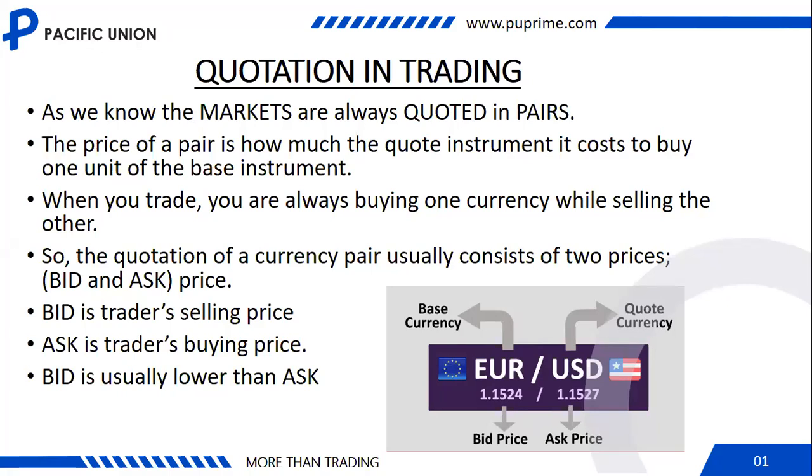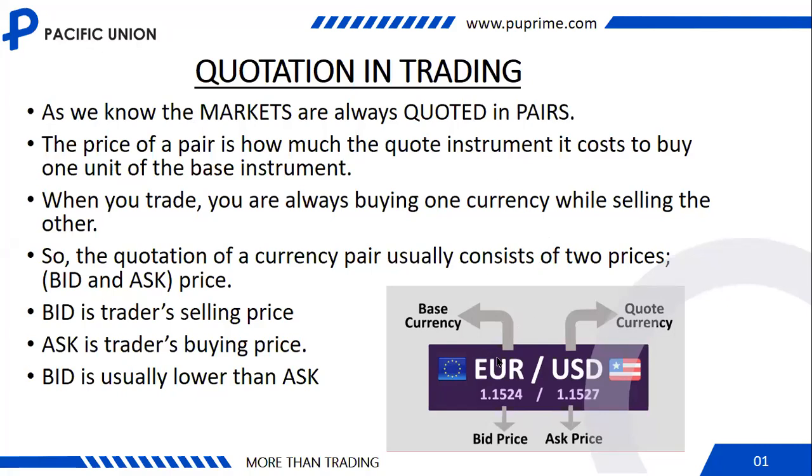It means that if you want to sell a particular currency, the price at which your trade will be executed is the bid price, because that is your selling price. And if you want to buy a particular currency, the price at which your trade is going to be executed is the ask price.